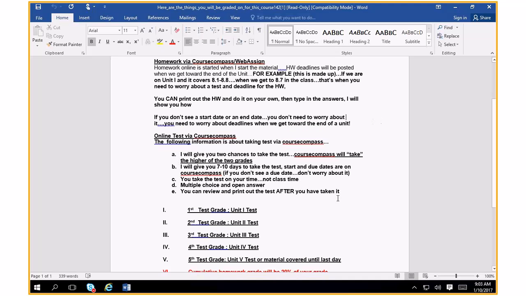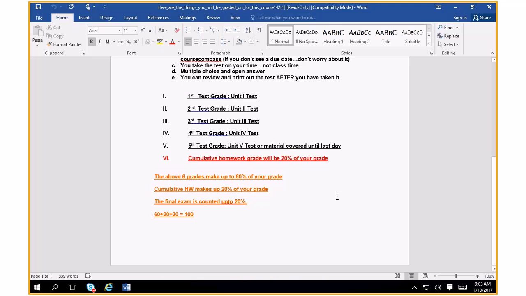And you can just look over this. What is the count on your grade? 60% comes from your unit tests, 20% comes from your homework, and 20% comes from your final. Okay?